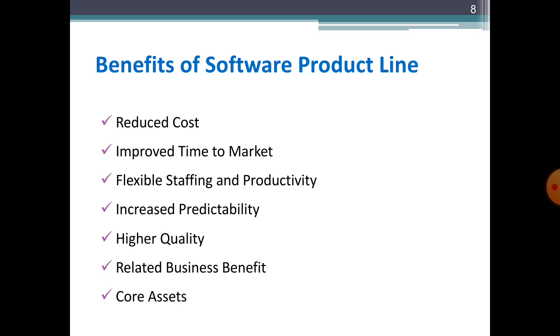Core assets can include the infrastructure, tools, hardware, and other assets that enable the development, execution, and maintenance of the systems in the product line. Each core asset also has an attached process that describes how to use the asset to create a product as well. Core assets have also been discussed many times in our previous lectures.